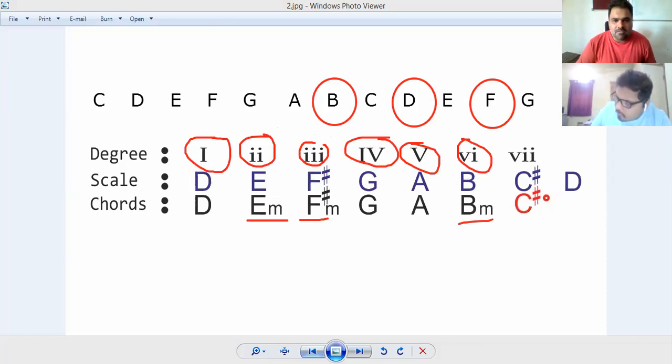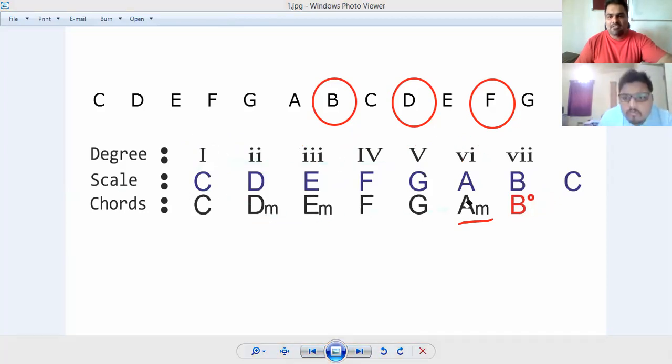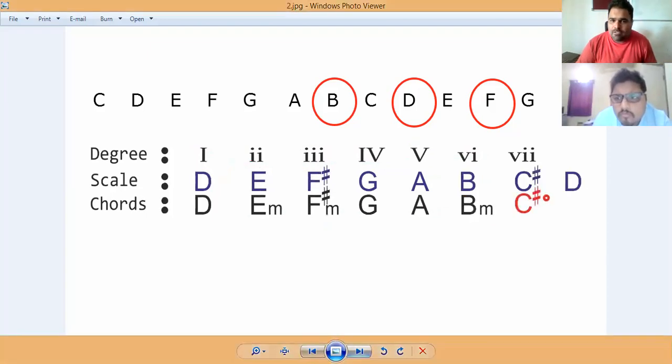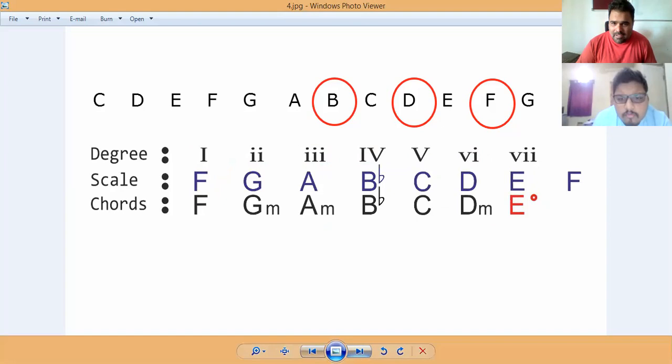If you look at the previous one, let me just move to the previous one there. I want you to observe only your 1, 4, and 5. Can you see 1, 4, 5? They're major. If I move to the key of D again, 1, 4, 5 are major. I move to the key of E again, 1, 4, 5 are major. Again in the key of F, we have a B flat note. Therefore, we have a B flat major chord in the key of F.